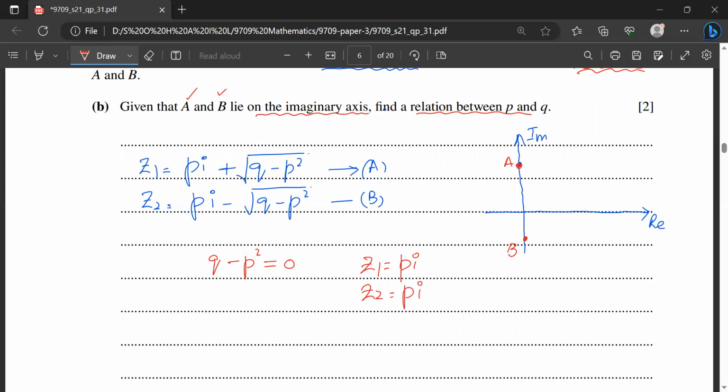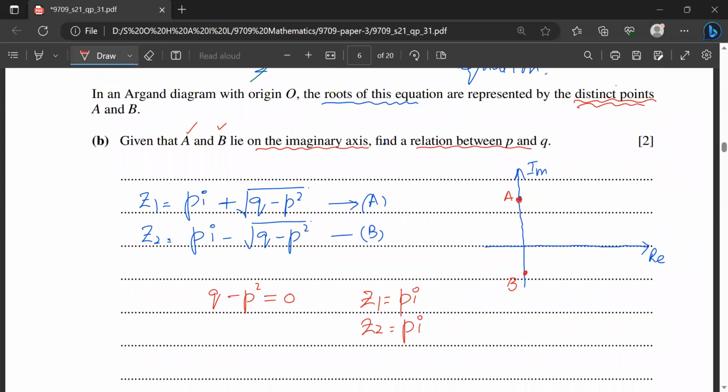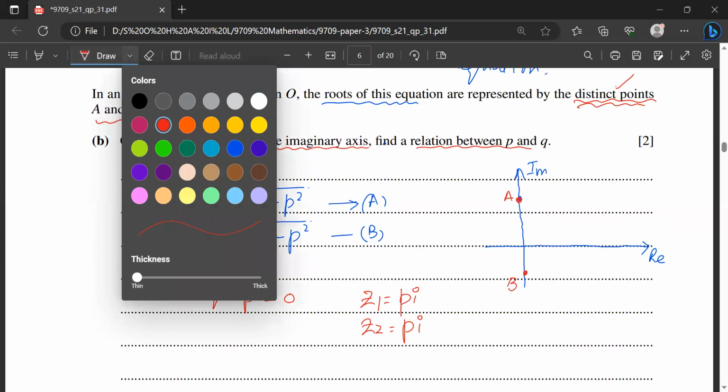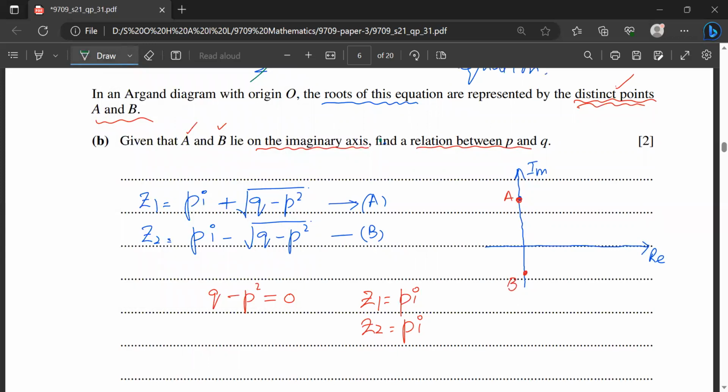So this cannot be the case because it's clearly mentioned that A and B are distinct points. If Pi is represented by A and Pi is again represented by B, then these two are the same points. But A and B are distinct points. So we reject this option because this cannot be the case, because by equating Q minus P square to 0, we're getting the same roots, Pi and Pi.